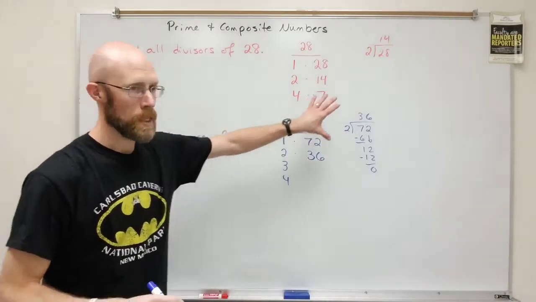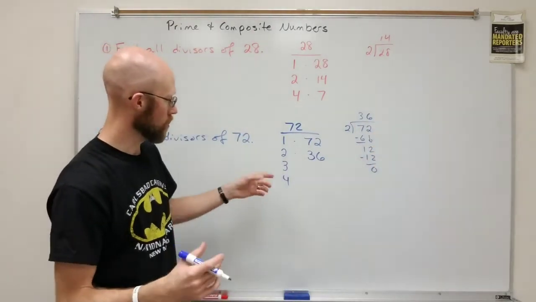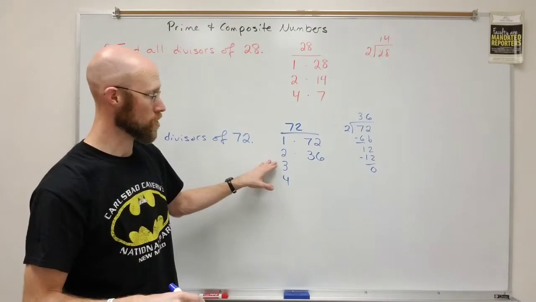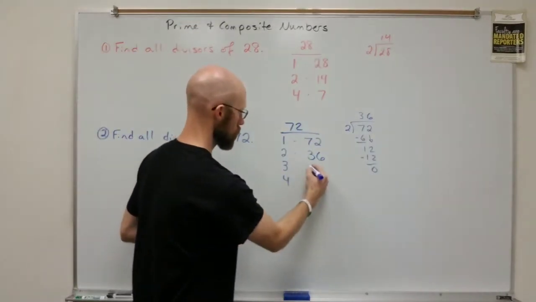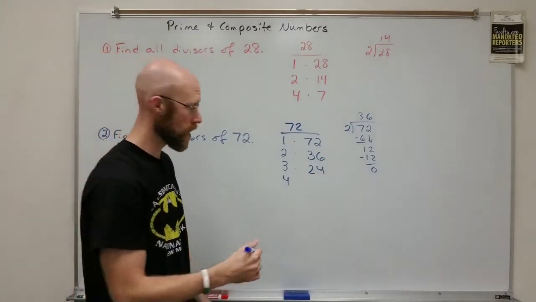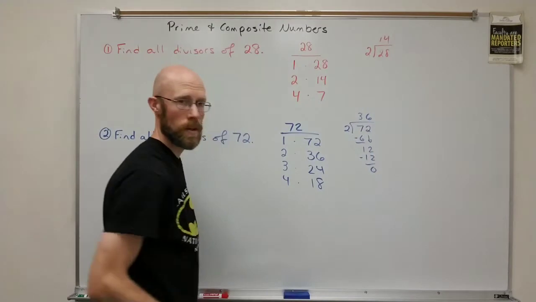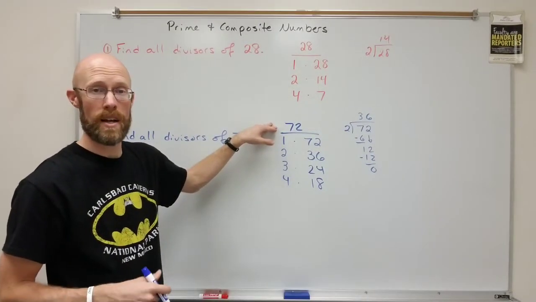Okay, I could repeat the process. I won't do all the long division, but you could check me on these, make sure they work. I'll just save a little time and run through them all. 3 goes into 72 24 times. 4 goes into 72 18 times. Okay. 5 does not go into 72, right? 5 is not a divisor.